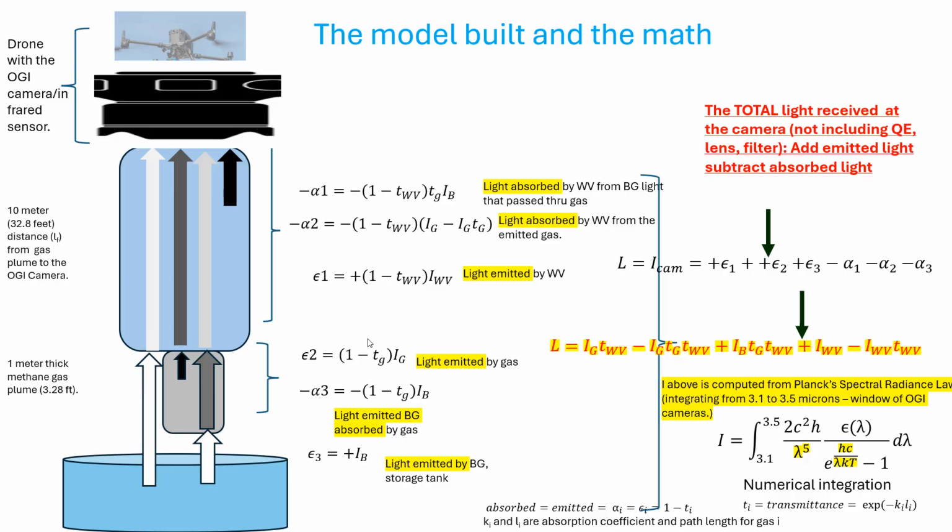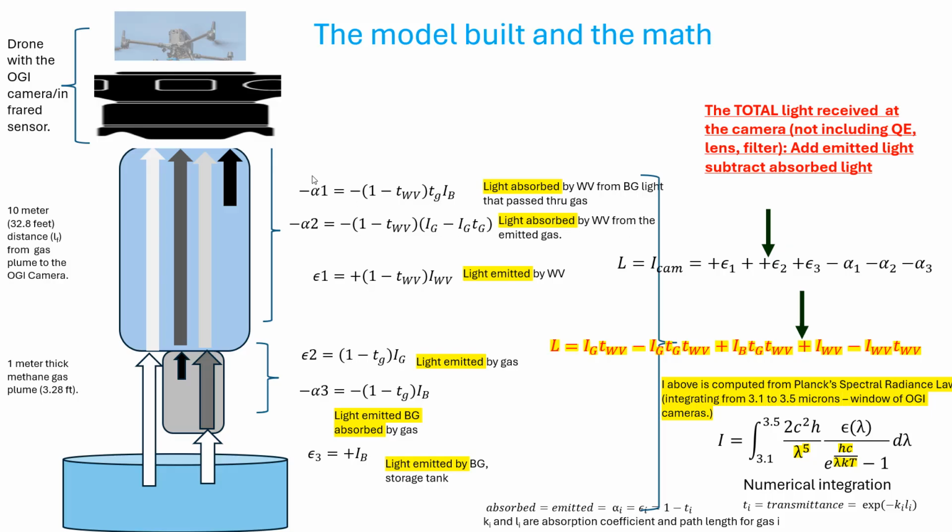Okay, so the absorption, light emitted by the background, absorbed by the gas. Remember, emittance and absorption are the same for constant temperature. So 1 minus T. And T is exponential of minus KL, where K is the absorption coefficient for the gas, multiplied by I. Light emitted by the gas is also, the emittance and absorption are the same. So we're subtracting this because it's been absorbed. This is emitted by the gas, so it's 1 minus exponential of the absorption coefficient of the gas times the length of this plume, times this, which is from Planck, right? This right here, this is from Planck. So that's what we're doing all the way up. We're getting the emittance. This is the emittance of light by the water vapor, okay? Light absorbed by the water vapor from the emitted gas.